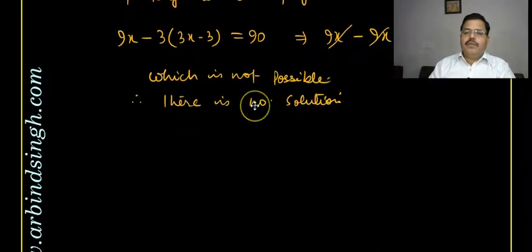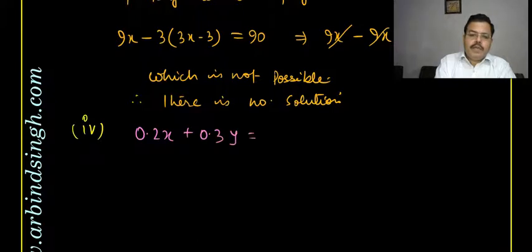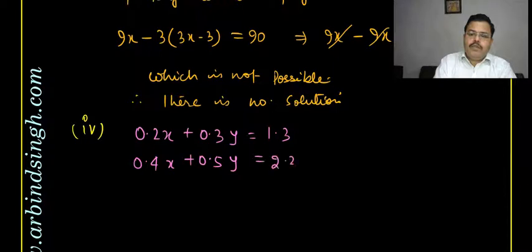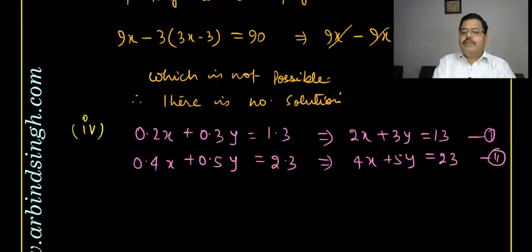Now question number four is there. The fourth question is 0.2x plus 0.3y is equal to 1.3, and 0.4x plus 0.5y is equal to 2.3. If we multiply by 10 throughout the equation, then that will be 2x plus 3y is equal to 13, and 4x plus 5y is equal to 23. That will be easier to solve, you know. In case of plotting points, we can go with this.